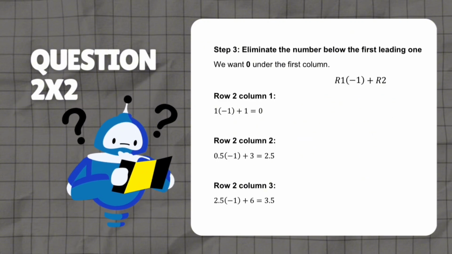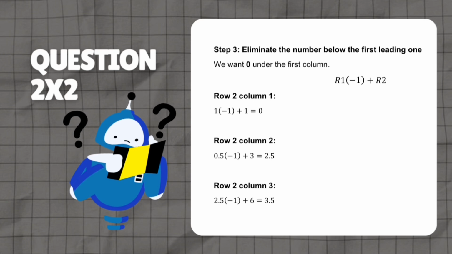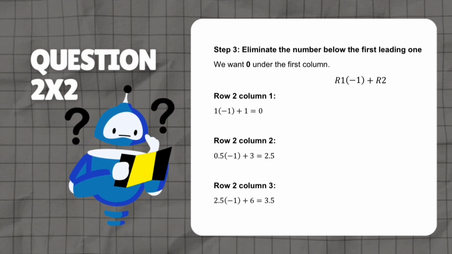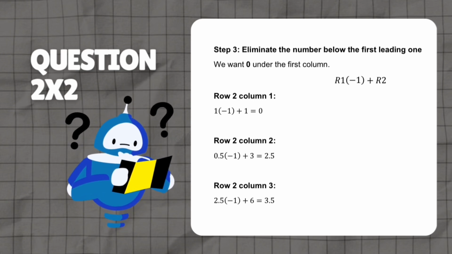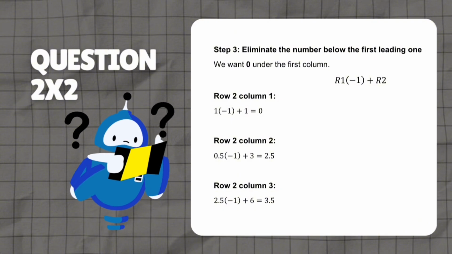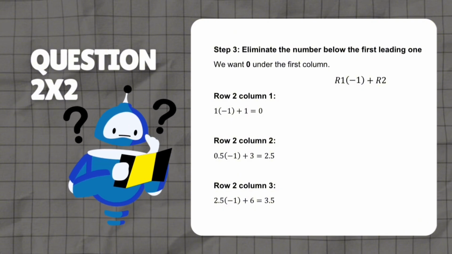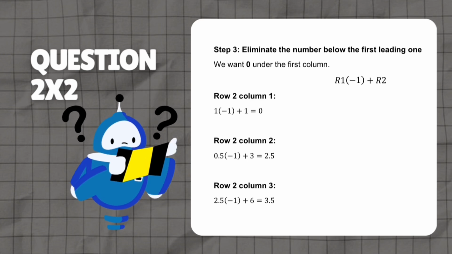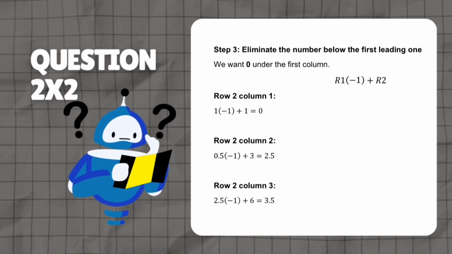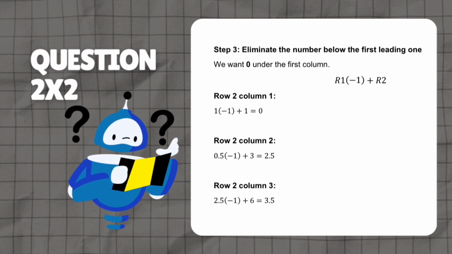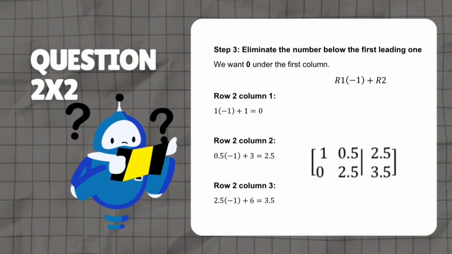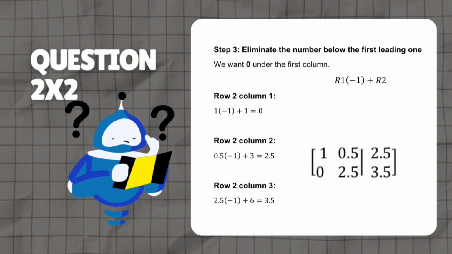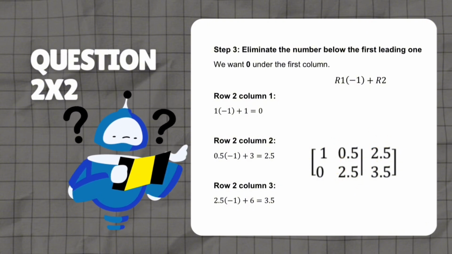Step 3. Eliminate the number below the first leading one. Now, we want the number below the first one in column 1 to become 0. To do this, we apply a row operation using row 1 to eliminate the value in row 2, column 1. We perform the calculation for each column in row 2 and update the matrix. After this step, the first column will have a 1 at the top and 0 below it.